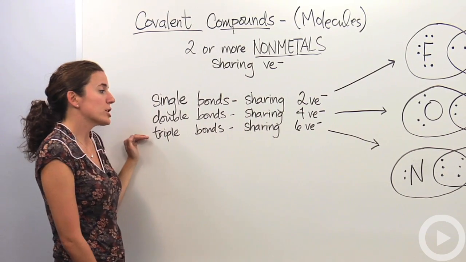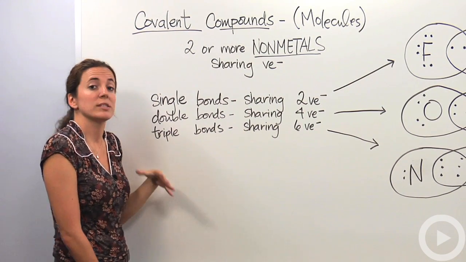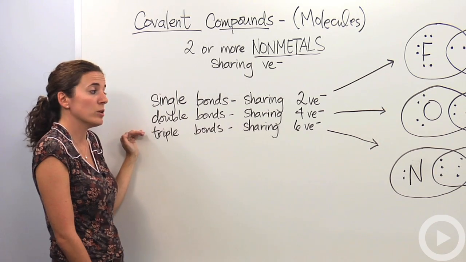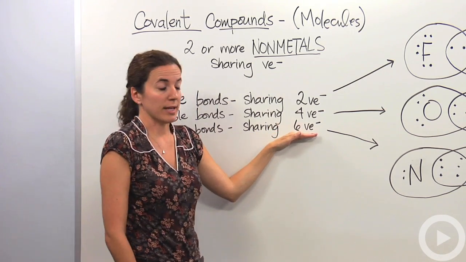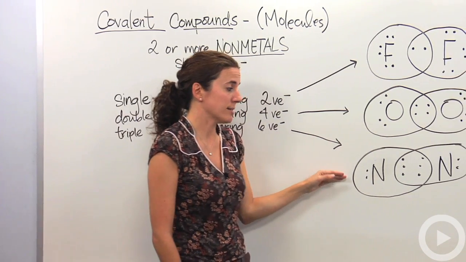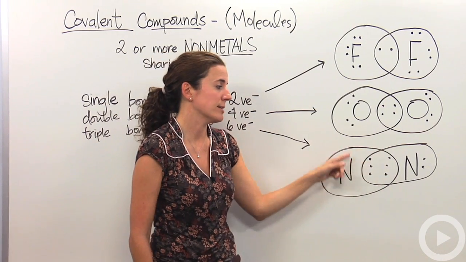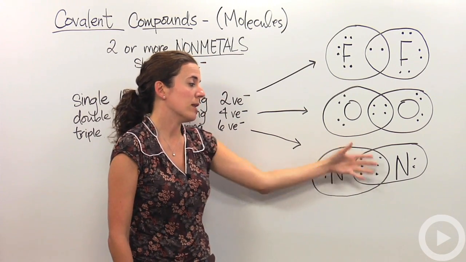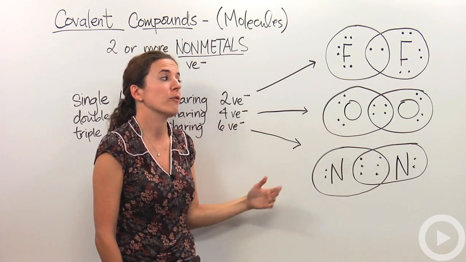And then there's lastly a triple bond. You can't go higher than a triple bond. There's no such thing as a quadruple bond. So triple bond is the most we can share. They share 6 valence electrons. And nitrogen's an excellent example of that, sharing 6 valence electrons with each other, making them both have 8 total, which is what they were looking for.